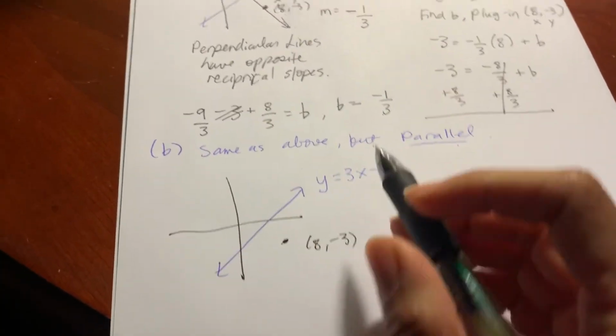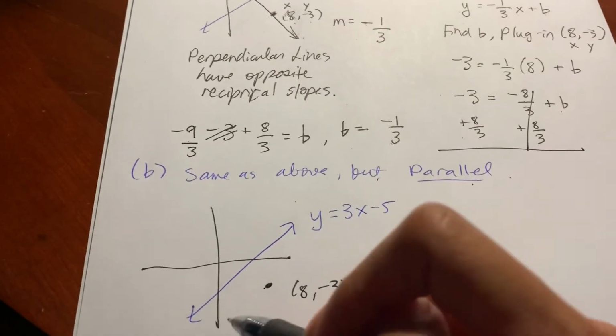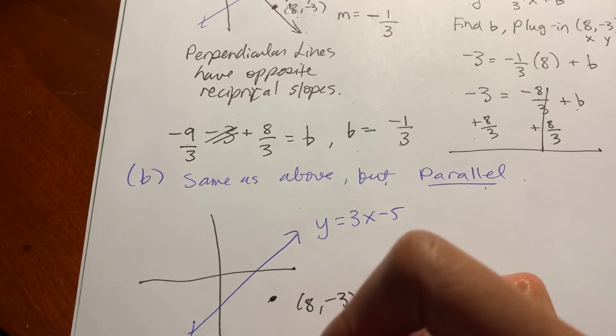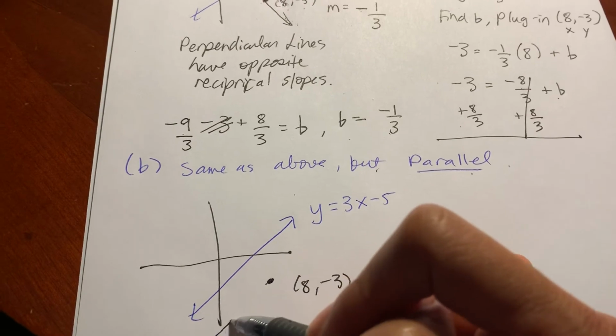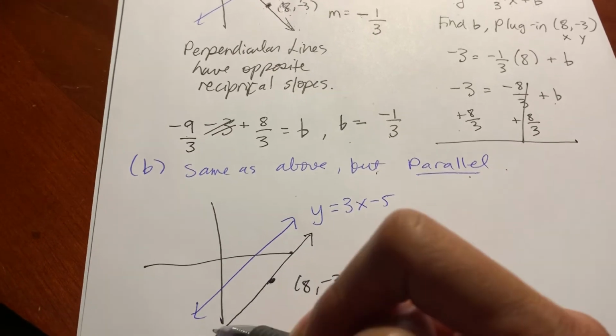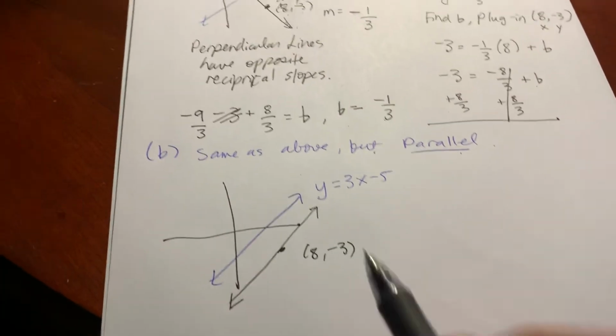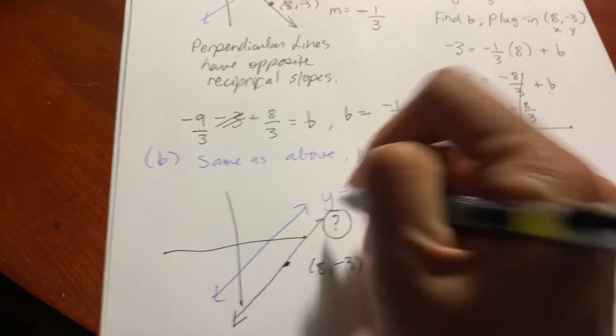to the blue line. And if you think of parallel parking, meaning that the tires never touch the curb, parallel lines never touch each other, right? So this is a parallel line. And we want to find the equation of this line.